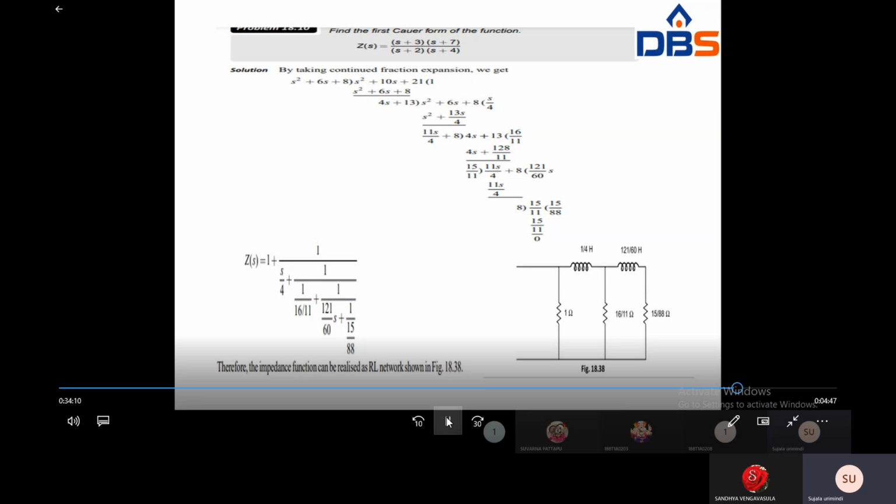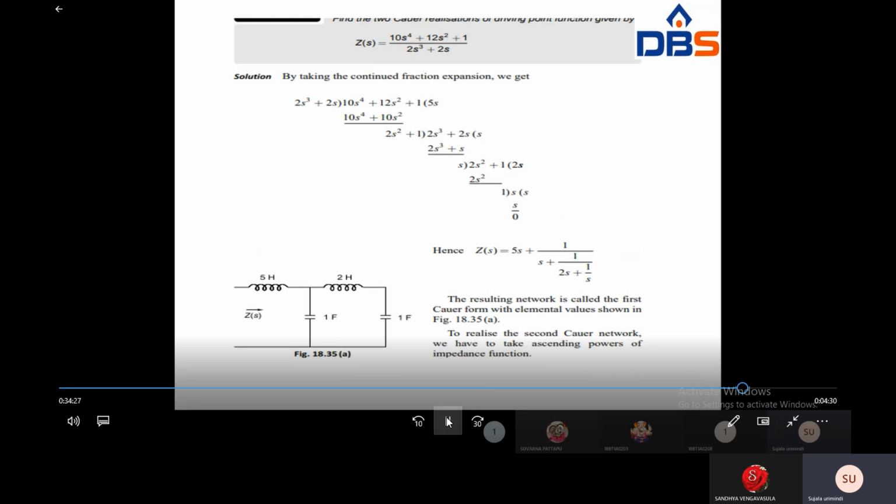So the first one means resistance. And for the second one, when you take the impedance, s by 4. So s into s will be inductance. So one is resistance, another one is inductance. Again it will be resistance, again inductance, again resistance. Like that you get the total value.